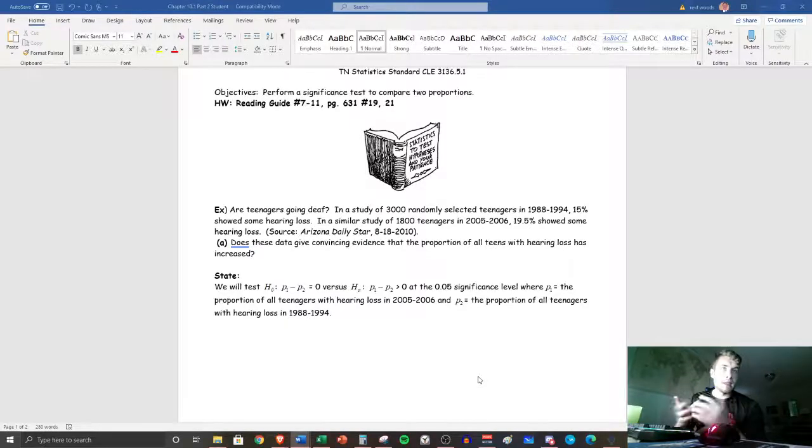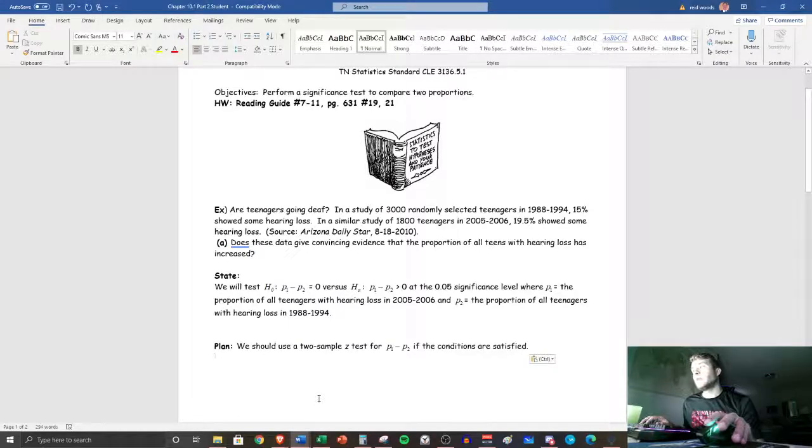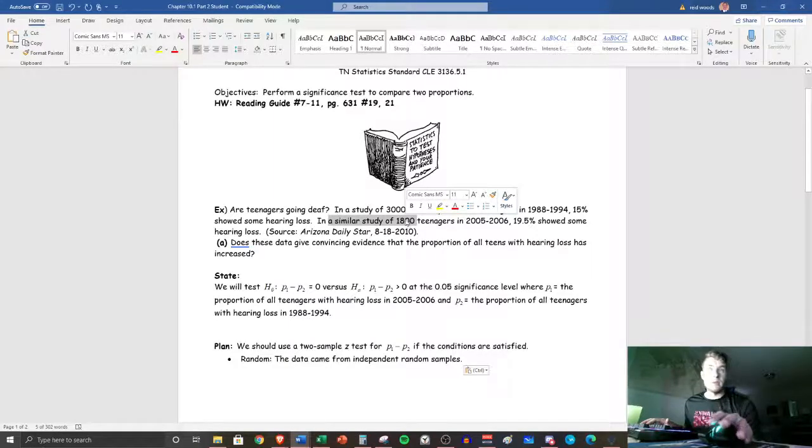We have the plan. So what is the plan? Well, we are going to use a 2-sample z-test for P1 minus P2 if the conditions are satisfied. So are they random? Are these samples random? Yes, the data comes from independent random samples. Both of them are independent. So randomly selected teenagers, it says in a similar study, so we assume it's random as well.